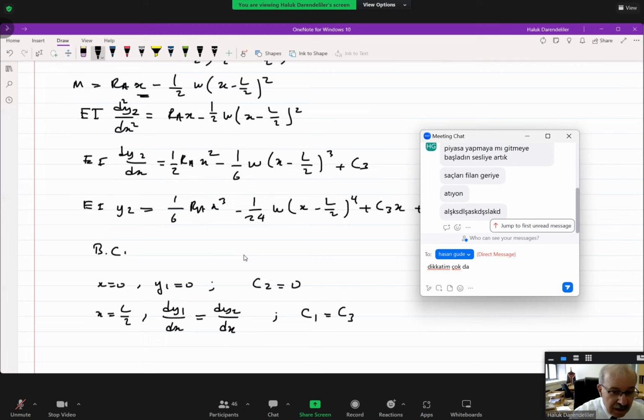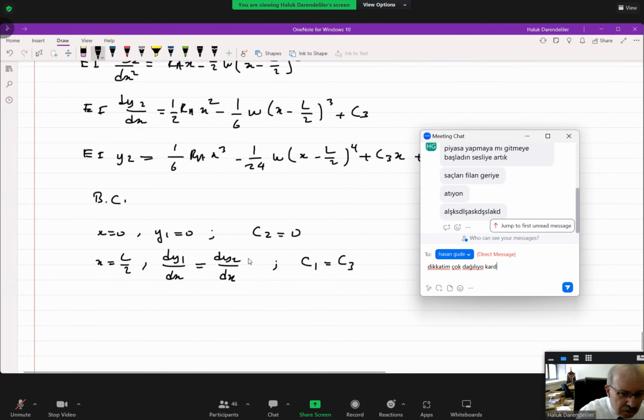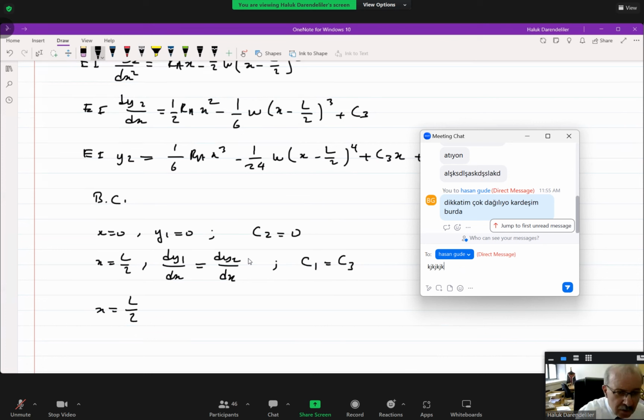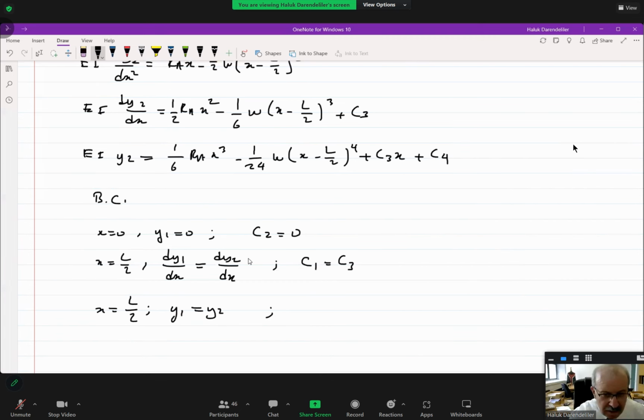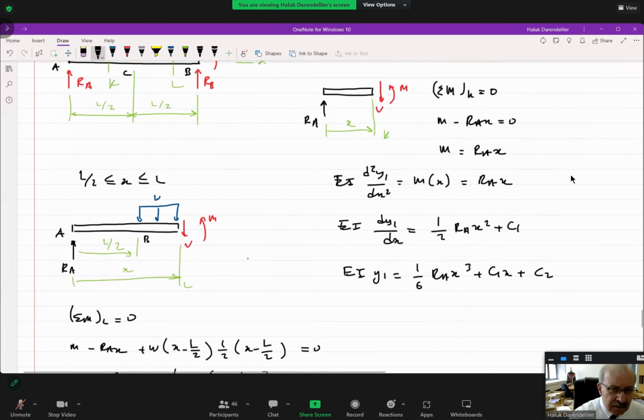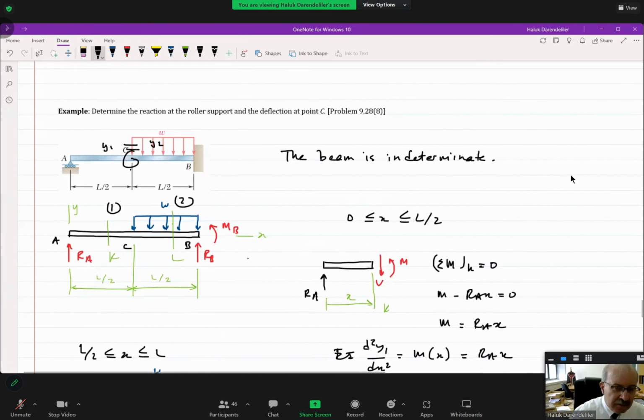Okay, at the same point, we have one more boundary condition, that is, when x is equal to L over 2, y1 should be equal to y2. And if you use this, you will see that from here, C4 comes out as 0. Okay. Now, then, the next thing is point B. At point B, what do you say for y2? There are two boundary conditions at point B.